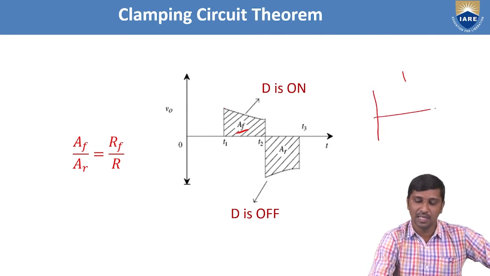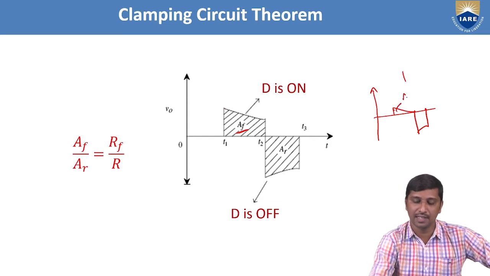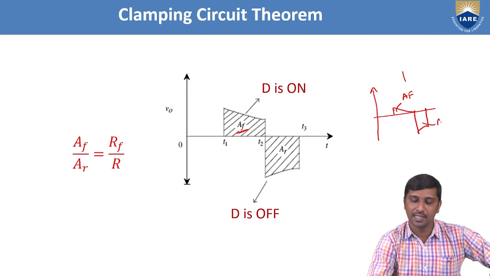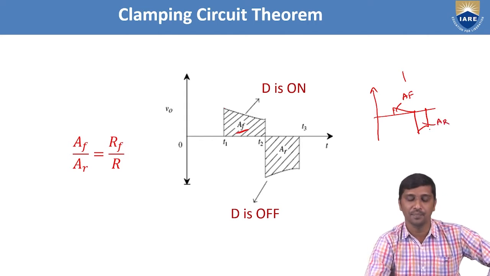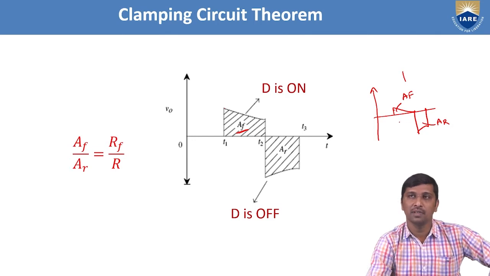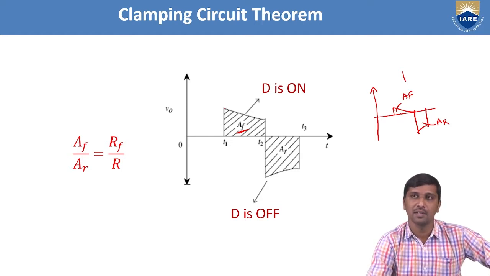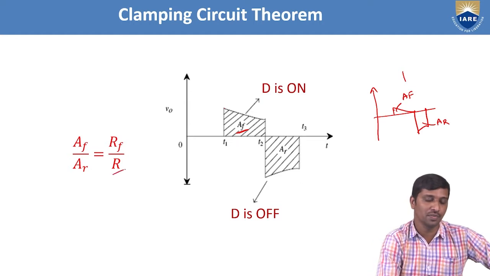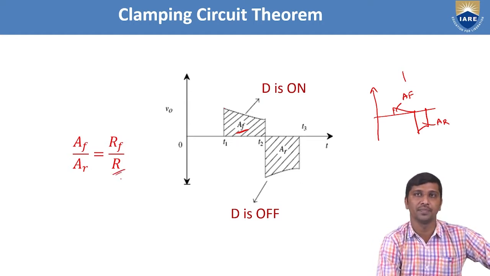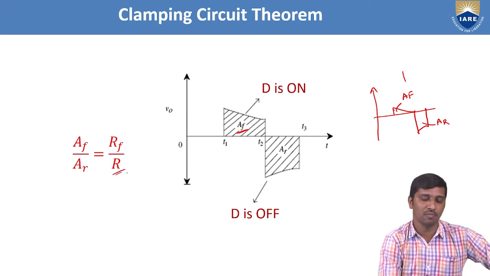In some cases the curve may look like this, which is also valid for a given input signal, and here this area is under the forward direction and this area is under the reverse direction. In the representation, both areas are not equal, but based on the clamping circuit theorem, whatever the input waveform under the steady state condition, the area under the forward direction to the area under the reverse direction is equal to the ratio RF by R. That is what we are going to show: AF by AR equals RF by R.